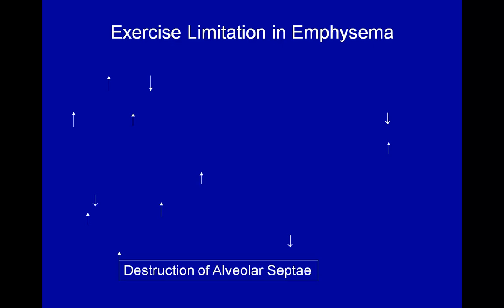Now, we're going to take emphysema as the primary poster child for limitation of exercise. So we go back to the fact that in emphysema, they have destruction of their alveolar septae. We take out those walls, and those type 1 cells in the walls generate elastic recoil. When we destroy those walls, we destroy elastic recoil. So we have lungs that inflate but don't want to deflate.